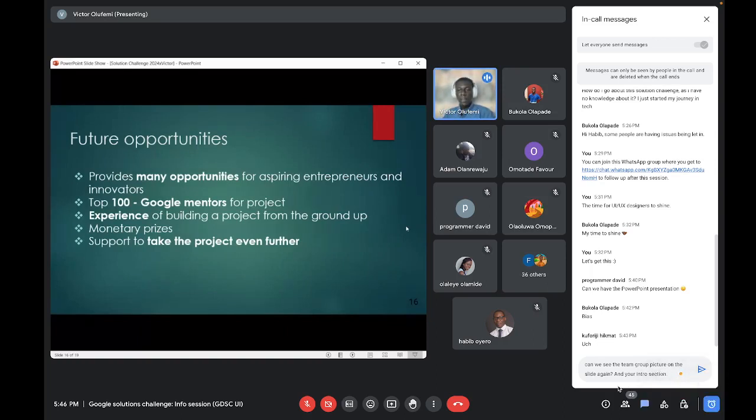So aside from cash and the likes, you'd also get really amazing opportunities. One of them is actually getting to be mentored by Google experts. So yes, you actually get mentorship opportunities from Google experts, right? And I mean that alone is enough to be grateful for. And of course, you could also get support to even take your project further. And who knows what will come from such awesome networking, right?